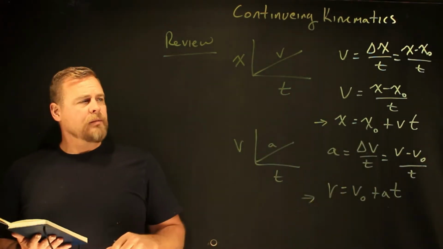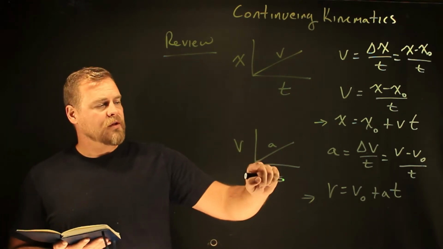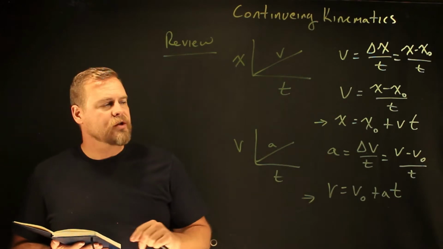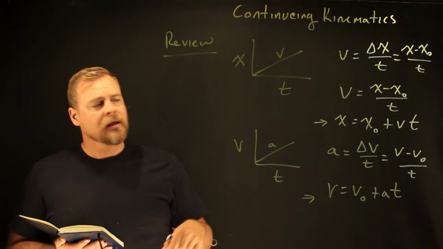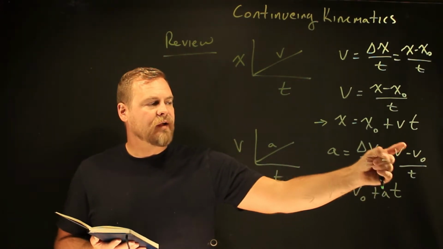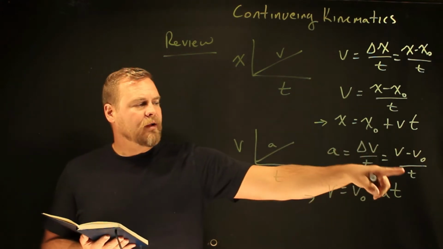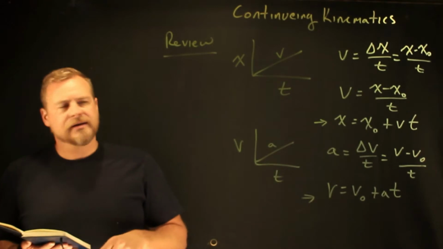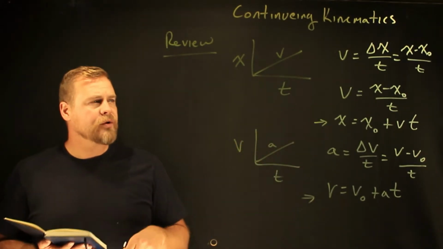And then we did the same thing with a velocity time graph where the slope is acceleration. And so the acceleration was the change in velocity over the change in time. That was the rise over the run. And when we expanded that, looking at the final velocity minus the initial, divided by the time, after some algebra we came up with v equals v naught plus at. So these were the first two kinematic equations that we used.